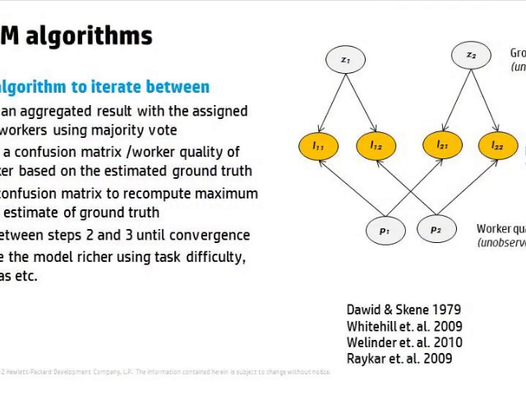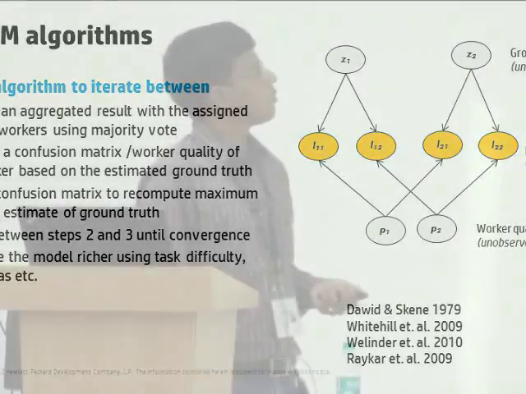But the most popular ones, which have been found in a lot of the recent literature, is this whole EM-based approach, where basically you have these labels for a microtask, you have labels from the workers. You have the ground truth, which is the nodes Z1 and Z2, and you have the worker quality P1 and P2 for the two workers.